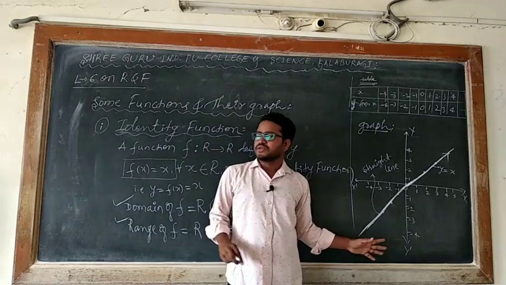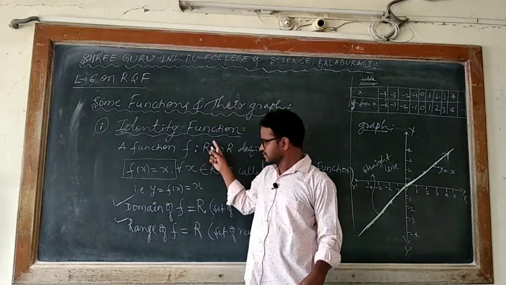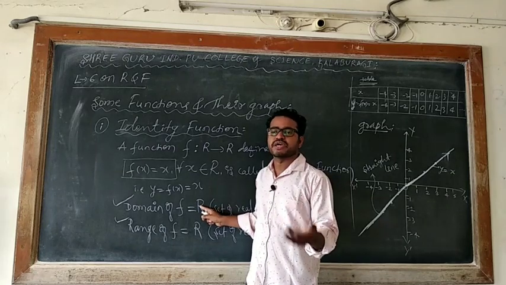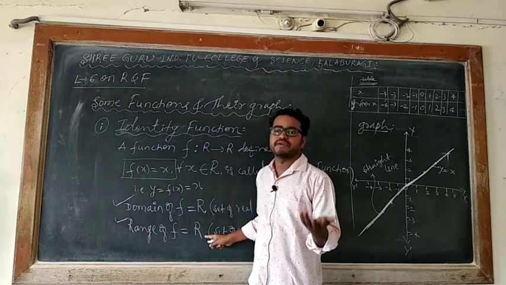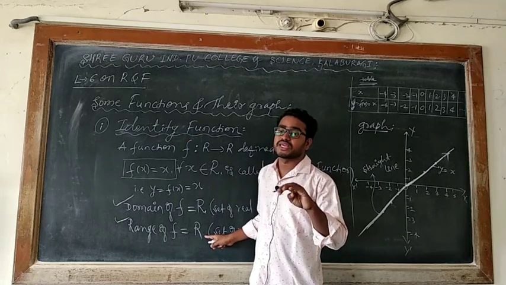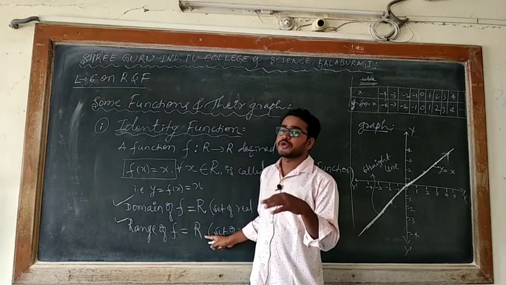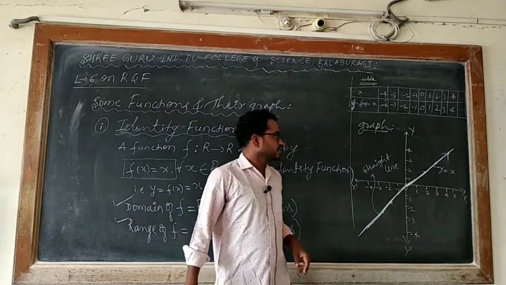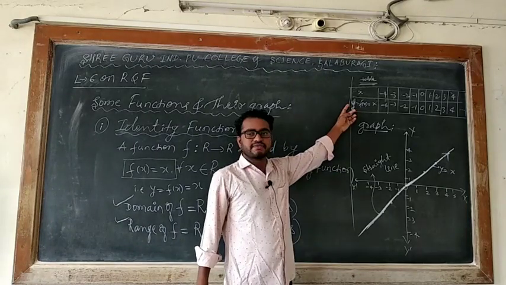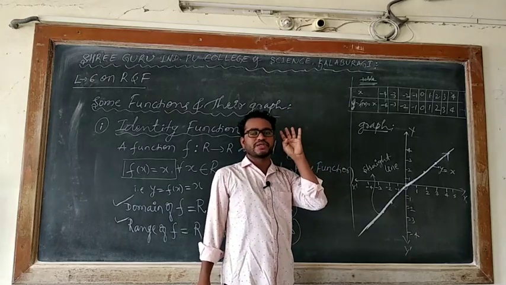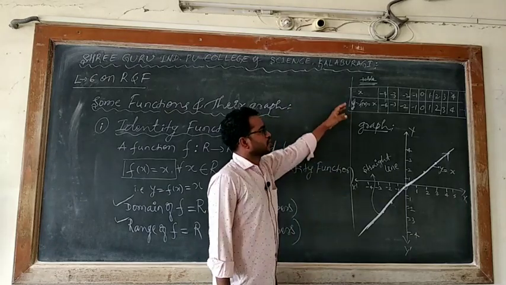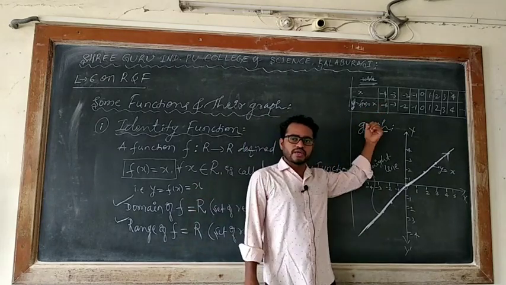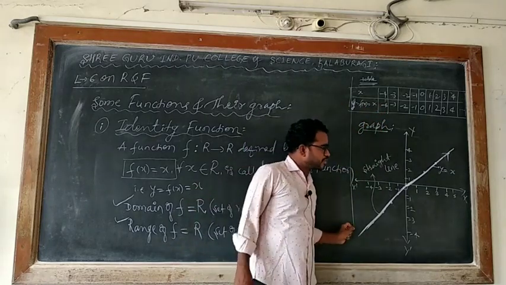I will define this. Domain means x values. Which values of x are we taking? Range means y values. According to x, corresponding to the x values you take, you will get y values. Those are considered the range of the function. Take x values: four positive points, four negative points, and 0, and put in all these values. According to the x values, you will get y values. Using that, you take the points on the graph.